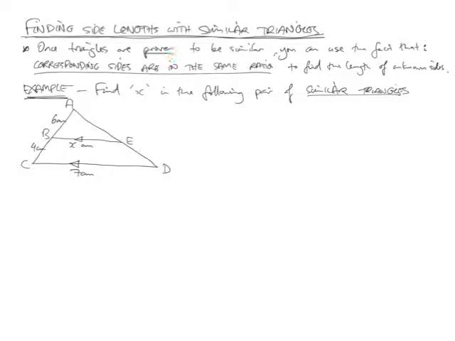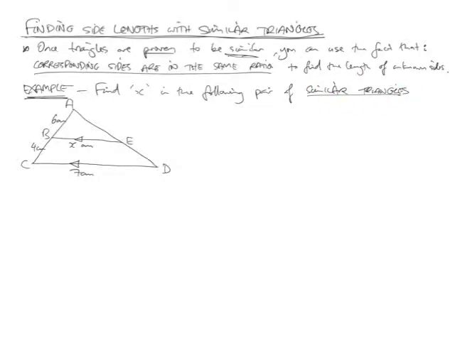Once you prove that triangles are similar, once you know that they're similar based on the angles being all the same or the sides being in the same ratio, you can use the fact that corresponding sides are in the same ratio to find the length of unknown sides. So we'll show how that works with this example. Let's say you need to find x in the following pair of similar triangles.